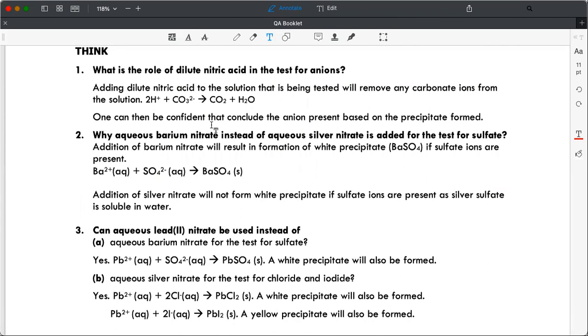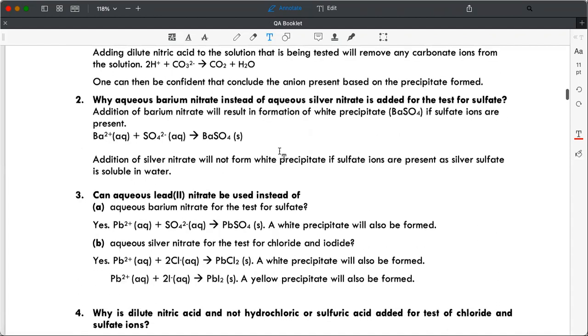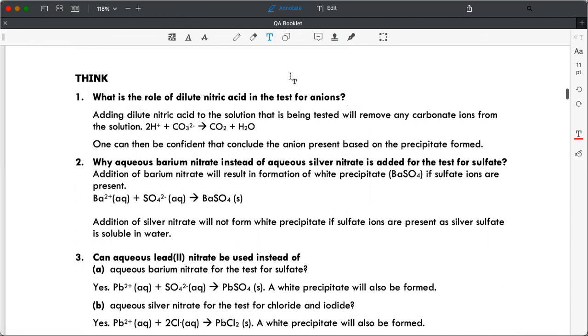And why was barium nitrate used instead of silver nitrate? Because addition of barium nitrate results in the formation of a white precipitate if sulfate ions are present. If you use silver nitrate, silver sulfate is sparingly soluble, and you will not be able to see the precipitate and hence deduce the presence of sulfate. Now, another reason why barium nitrate solution or silver nitrate solution, which are the popular reagents tested for chlorides, sulfates, iodide, etc., are acidified. So these are the questions.